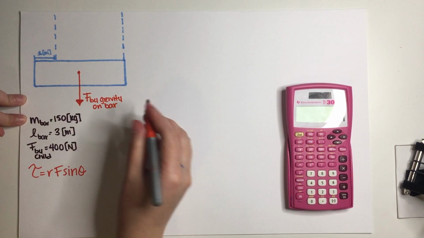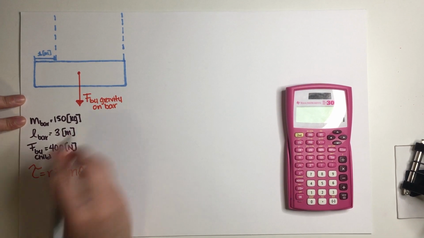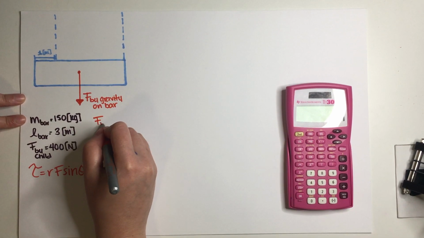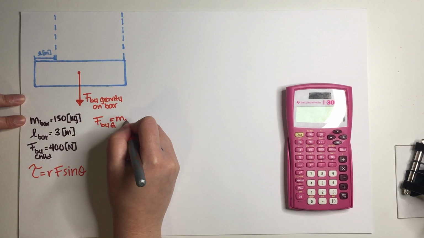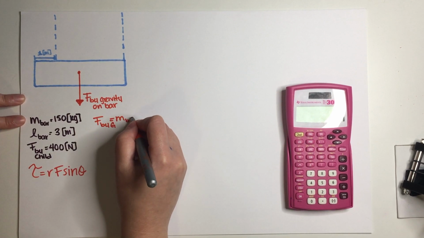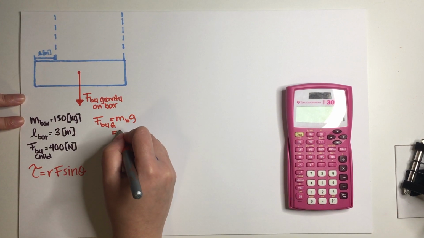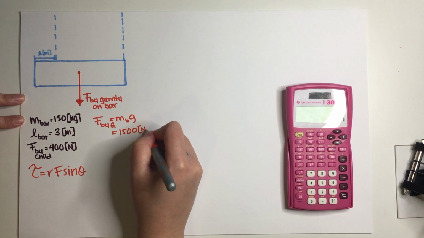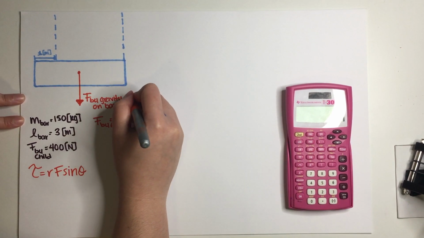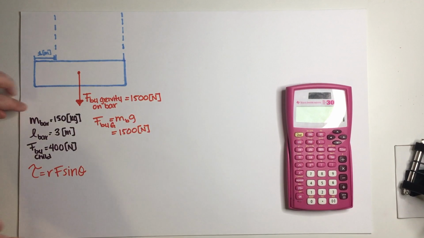And how do we figure out this force? Well, we do have the mass of the bar, so the force by gravity is just mass of the bar times g. I'm just going to multiply by 10, so there we go. This is 1500 newtons.